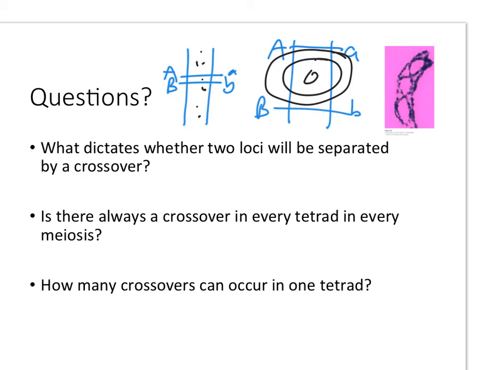So that gets us to the second question. Is there always a crossover? Every time you have this situation, after synthesis phase, before the first division of meiosis, will there always be, in every cell for every tetrad of chromosomes, a recombination event, a crossover? Does anybody remember? You've heard this before, I know.